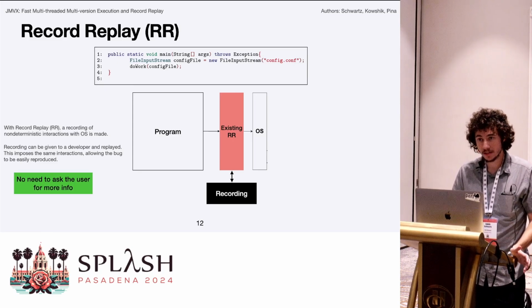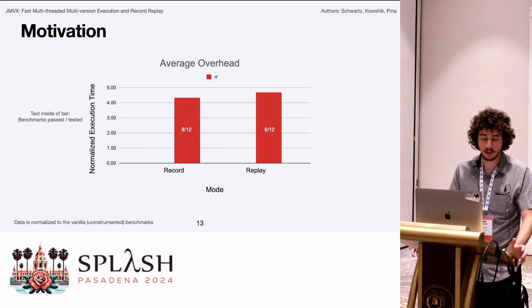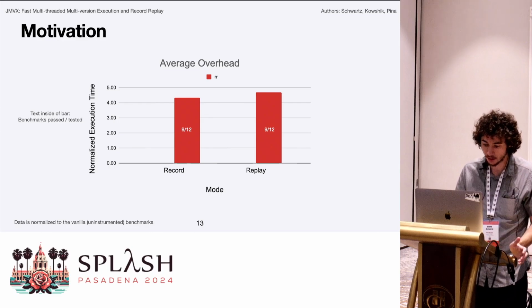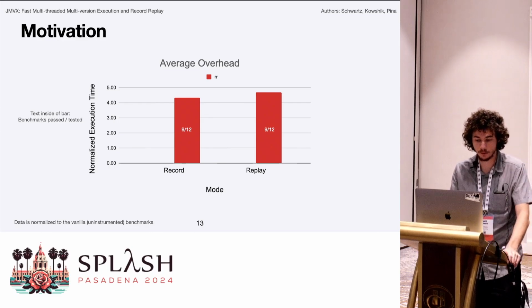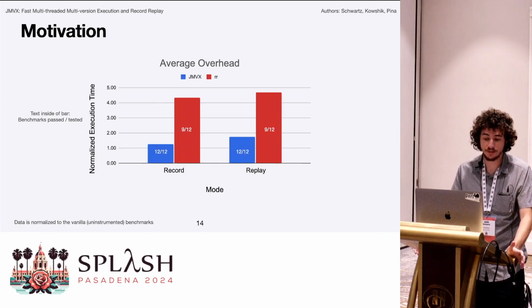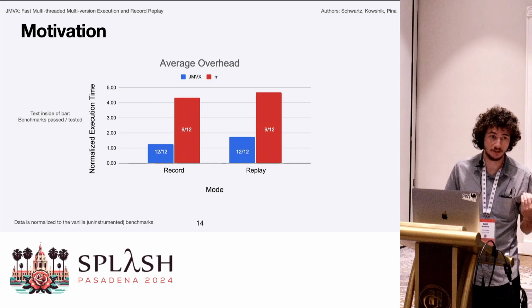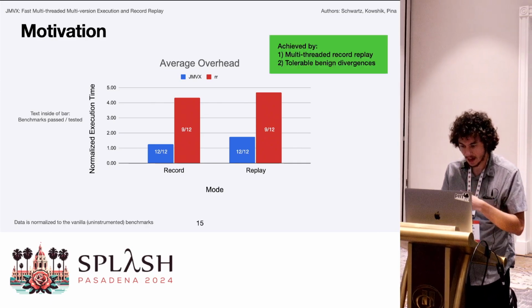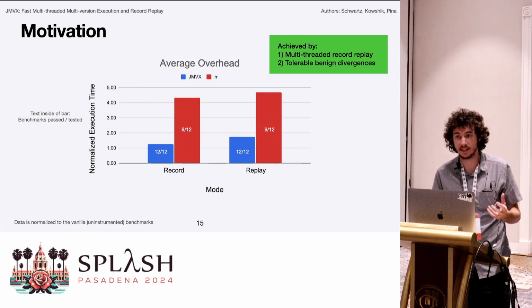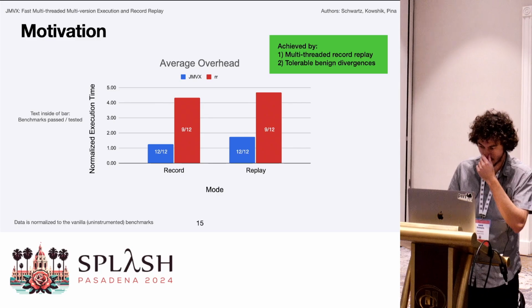The problem is some of the known existing systems are rather slow. So RR is a state-of-the-art record replay system for Mozilla Firefox, and it can have up to 4x overhead. As a bit of a teaser, the system I'm going to talk about today, Jmvx, can keep that much lower and stay underneath 2x. And we're going to achieve this by multi-threaded record replay that is also going to tolerate some benign divergences in the management of the JVM.